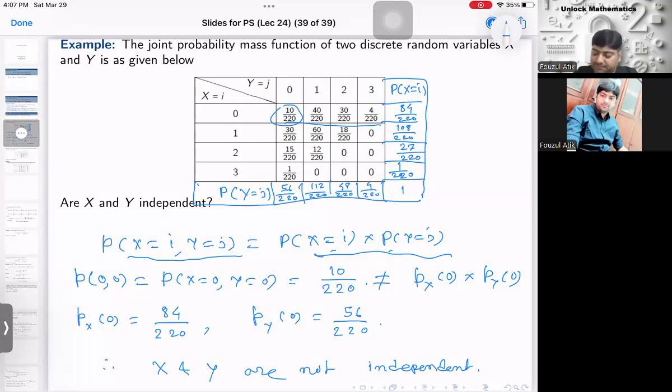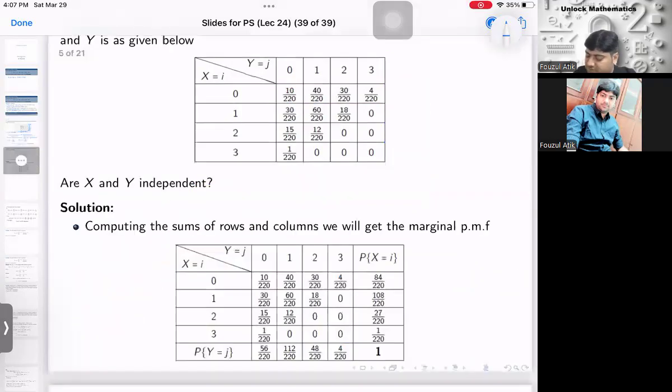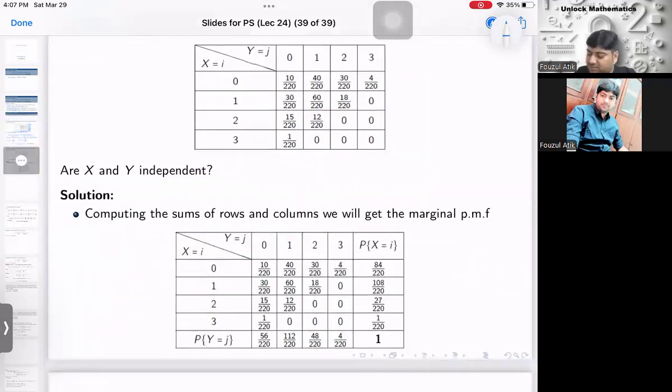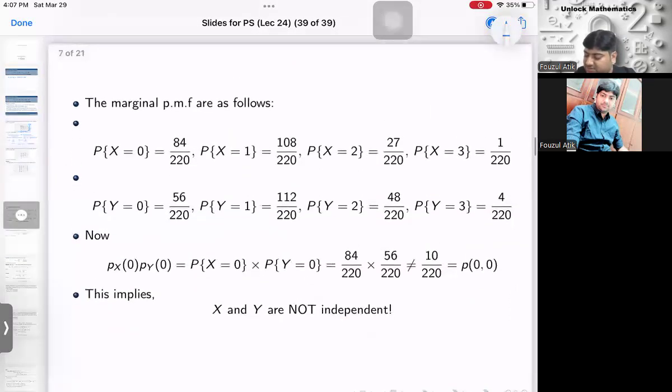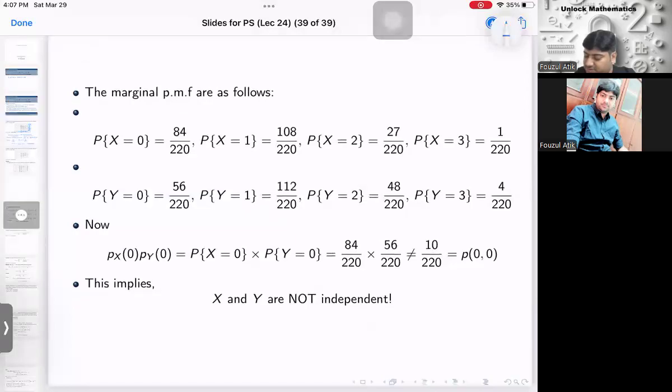I hope you understood. Okay, so this one we have done. This is the whole table that I have shown you. You might take a snap of it to finish the problem, and this is the rest of the problem that we have already discussed.